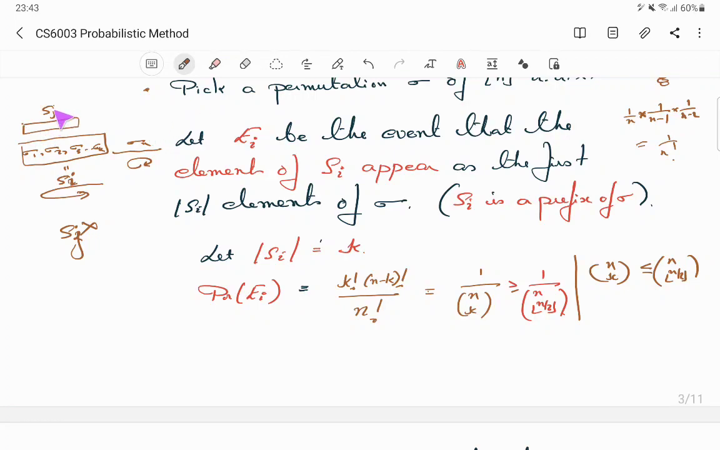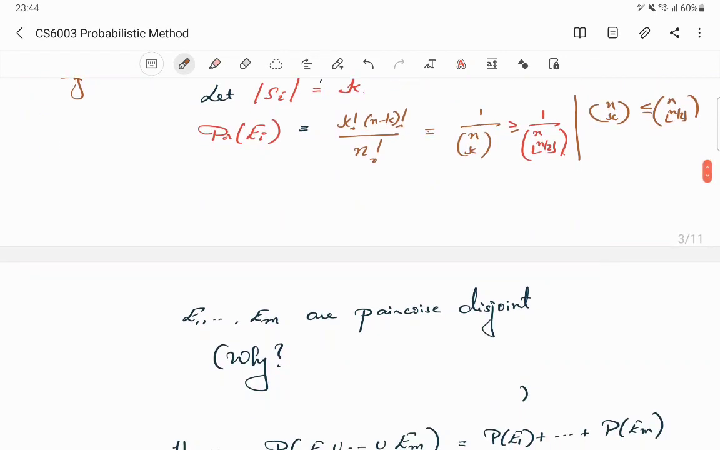But if this is smaller, then that means Sj is a proper subset of Si, which violates the anti-chain property. And if Sj was larger, if it was a longer prefix, then Si is a subset of Sj, which also violates the anti-chain property.